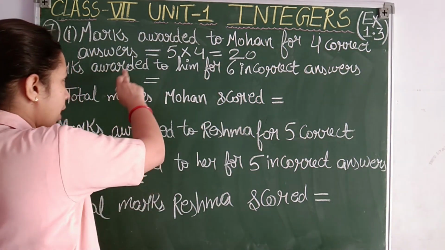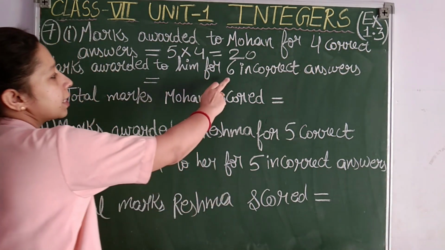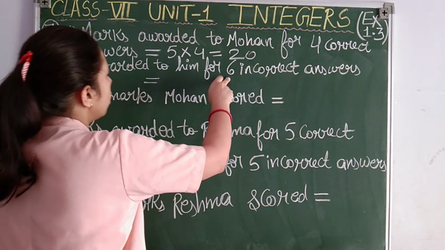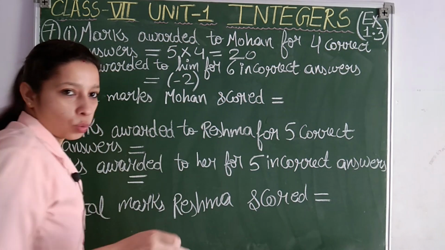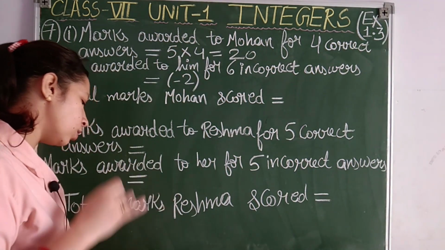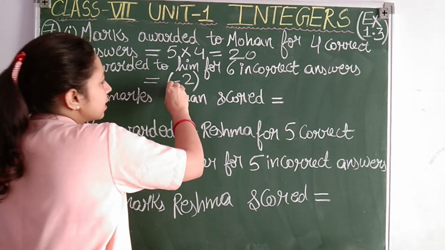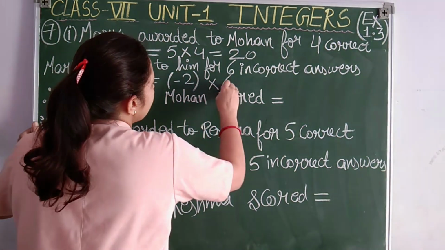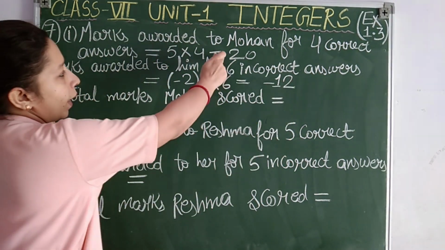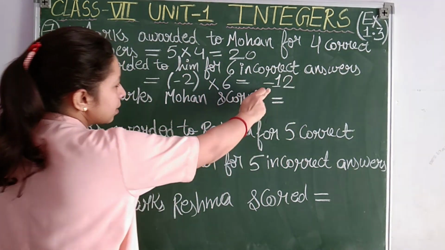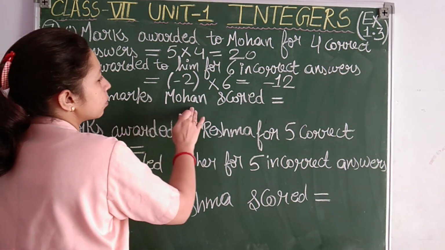Then marks awarded to him for 6 incorrect answers. As in the question, it is given that Mohan has attempted 6 answers incorrectly. So for incorrect questions, what is the marking? Minus 2. It is given in the textbook. You can see that minus 2 marks are awarded for every incorrect answer. So for 6 incorrect answers, we got minus 12. So 20 marks as positive, 12 marks as negative.